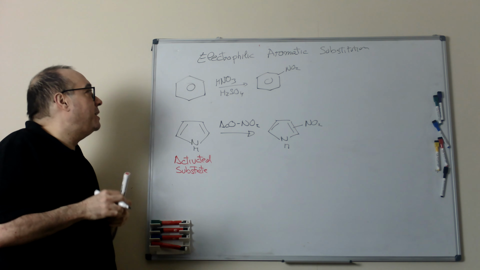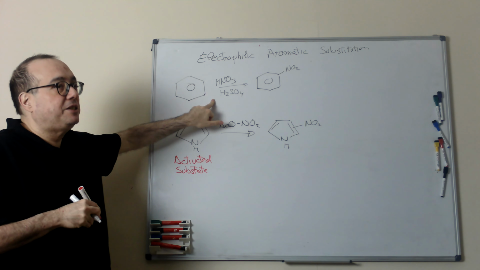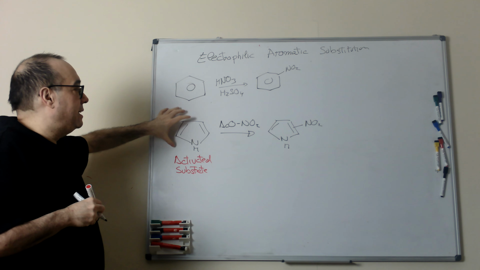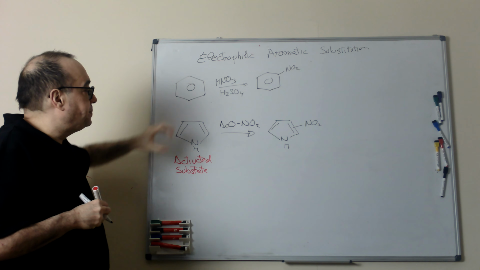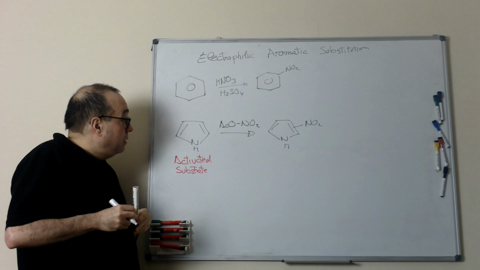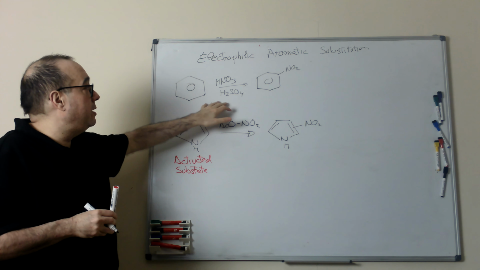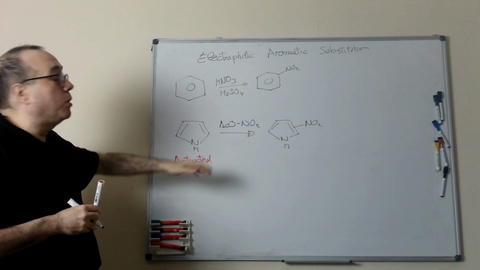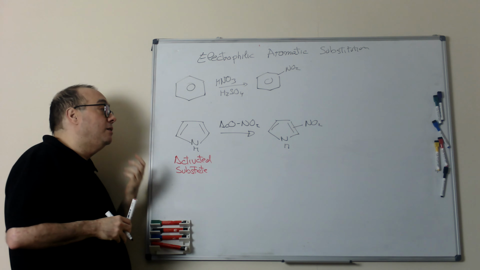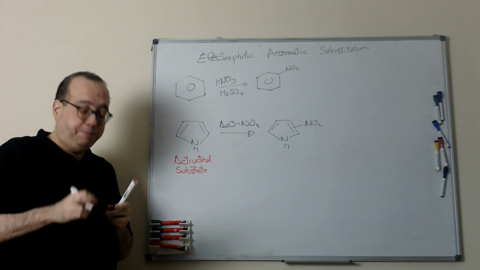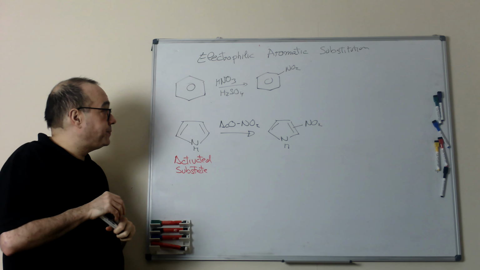In real life it will be a little bit different because these conditions are very strong, and probably what you will get is the polymerization of the pyrrole. But any condition that you use for the benzene basically will work with pyrrole, and it will work faster. Okay? This is one of the tricks.